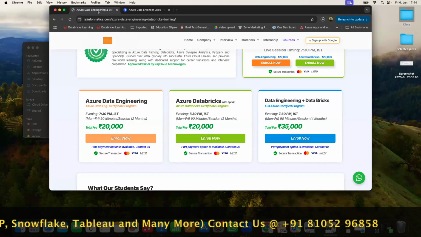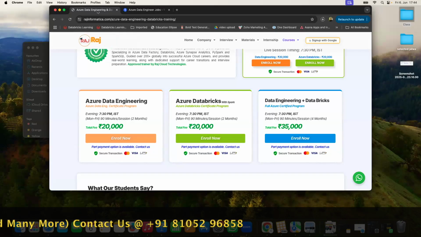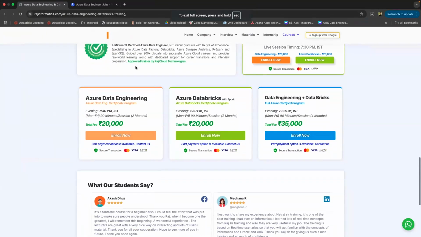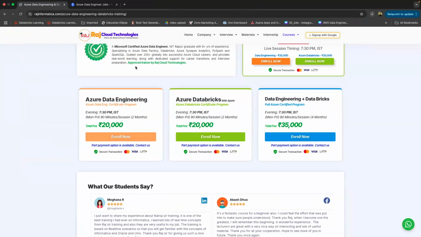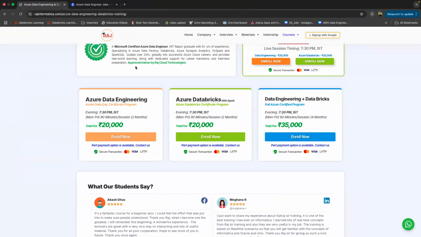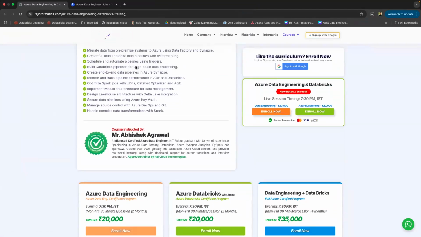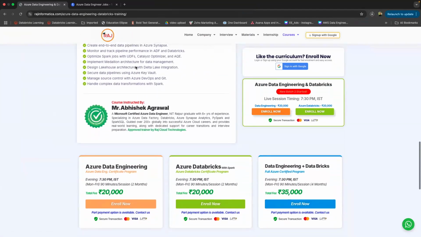Now somebody can again ask, hey Abhishek, in this particular course what will we be learning? Okay, so as I told previously, the Azure data engineer profile is mostly centered around data migration and data processing, right? That is what a particular data engineer will do, right? So in this particular course, we have three kinds of courses which we offer. One is the Azure Data Engineering course, one is the Azure Databricks course, and one is a combined course in which both are included. Okay.